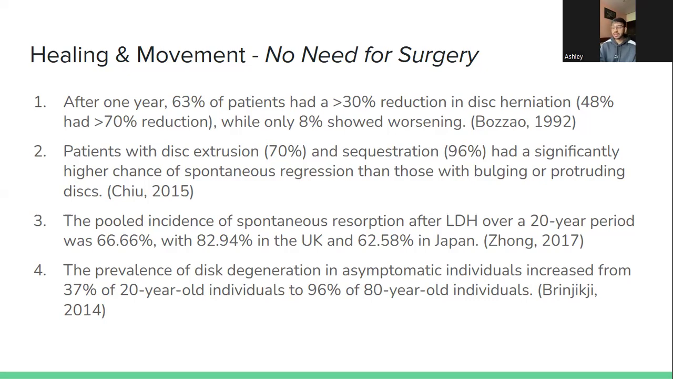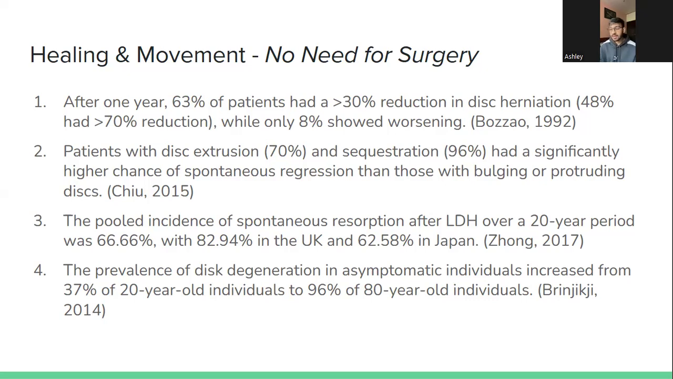Okay, that was one study. The other one is basically something that they saw over a 20-year period. Many studies for LDH, which is basically the lumbar region, which is the most common one. Again, they saw reabsorption. Basically, it goes back in. Okay, 82%, 66%, 62%, and the quality of evidence also was very good, right?